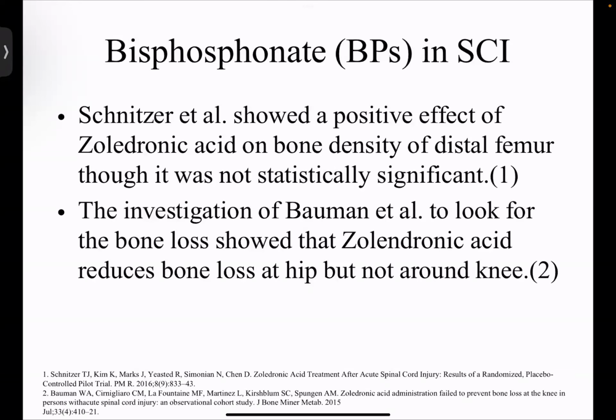Now, there are some studies I want to tell you about. One is Snyder et al., which showed a positive effect of zoledronic acid on bone density of the distal femur, though it was not statistically significant. The investigation of Barman et al. also looked at bone loss. It showed that zoledronic acid reduces bone loss at the hip, but not around the knee. But we know that the majority of fractures occur in the lower limb, around the knee.